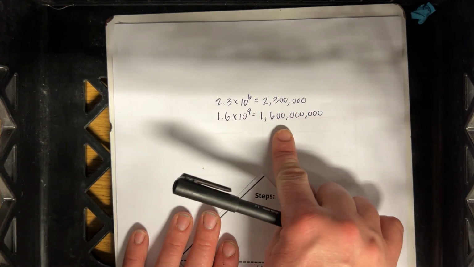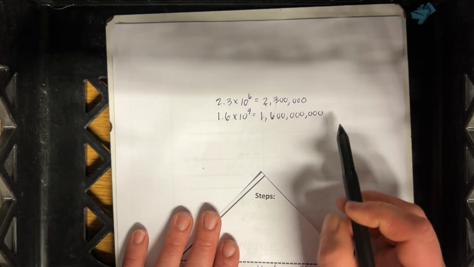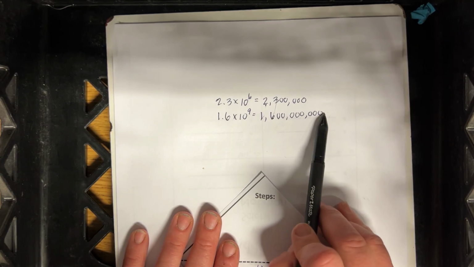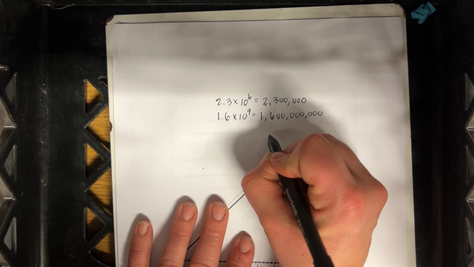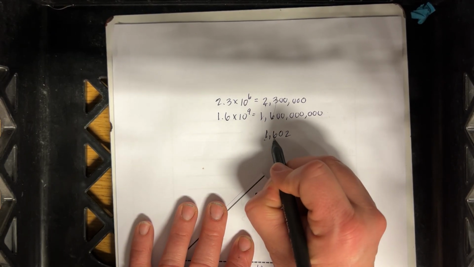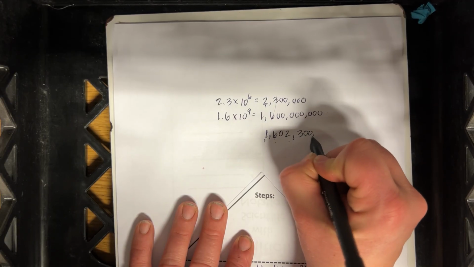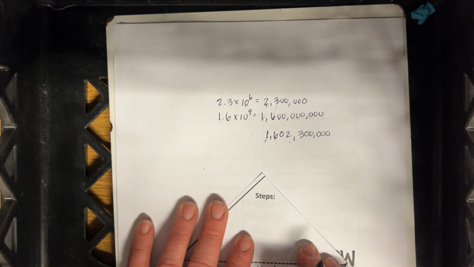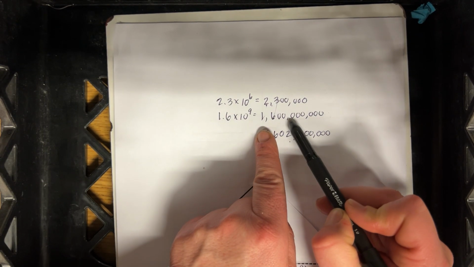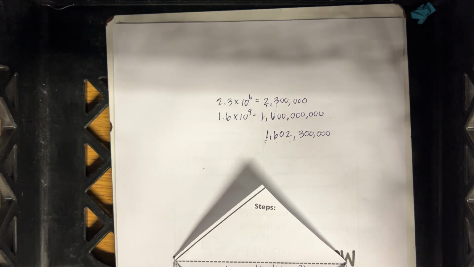So if we were to add these together, we are not going to be aligning these numbers. Instead, we are going to be starting with aligning our decimals. So this ends up being 101,602,300,000 when I do the math, because this comma aligns with this one, right? So that changes the whole perspective of these.